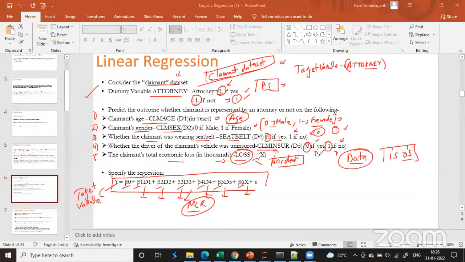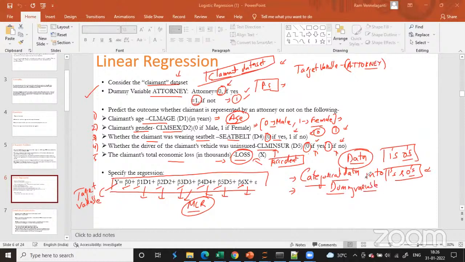So what is it we have done? We have converted our categorical data. We have converted the information present in our categories into ones and zeros. This is what we have done. We have converted the information into ones and zeros. So this conversion of categorical data into numbers, ones and zeros, is called the dummy variable concept.